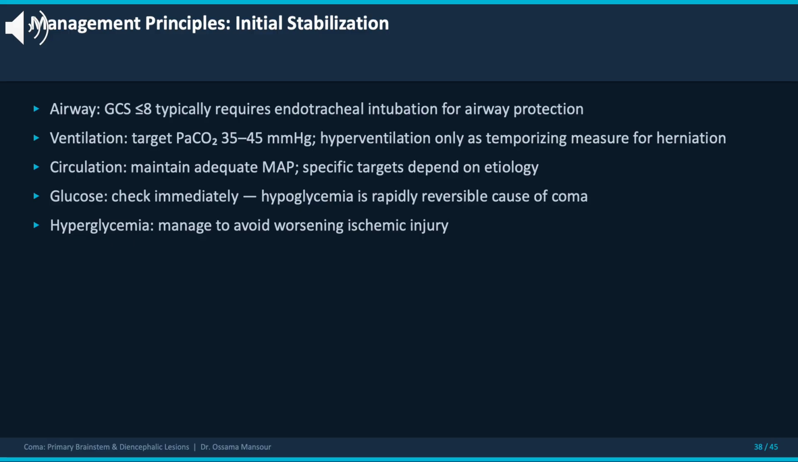Once intubated, ventilator settings should target normal arterial CO2 levels of 35 to 45 millimeters of mercury, as both hypercapnia and hypocapnia can worsen cerebral injury. Hyperventilation to lower CO2 should be used only as a temporizing measure for acute herniation, not as a routine management strategy. Circulation should be maintained with adequate blood pressure to ensure cerebral perfusion. Hypotension should be treated aggressively with fluids and vasopressors as needed. Specific blood pressure targets depend on the underlying etiology.